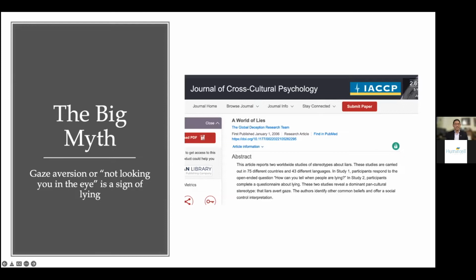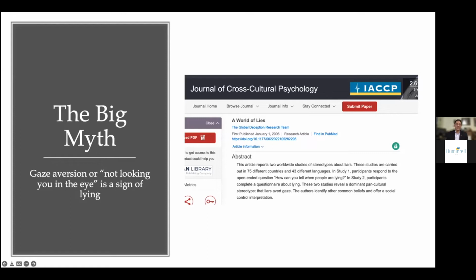Now, what is true is that looking away has been found to be a reliable sign of mental searching or thinking, but not necessarily fabrication. So that's an example of how research can invalidate hypotheses about specific behaviors and deception.